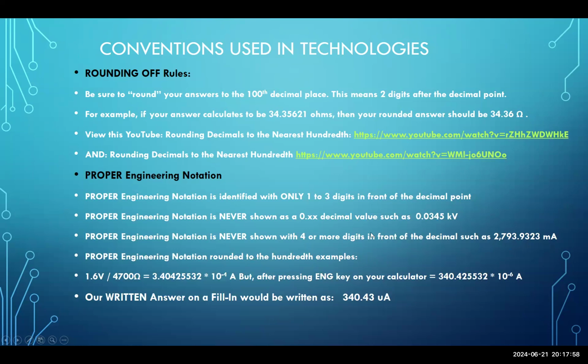So for proper engineering notation, if we go to do these calculations shown on the next to the last bullet point, in scientific form this answer shows here, but after pressing the ENG key, you will have the appropriate engineering power, 10 to the negative 6, which works out to be micro, and the current calculates to be microamps. Properly rounded, 340.4255 works out to be 340.43.